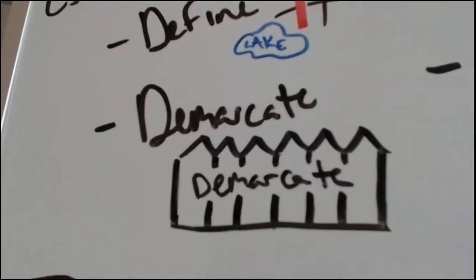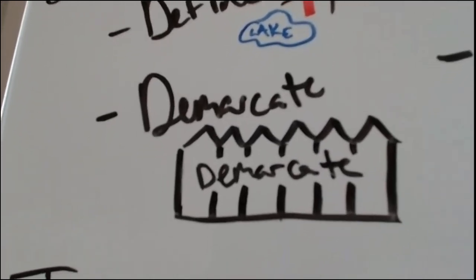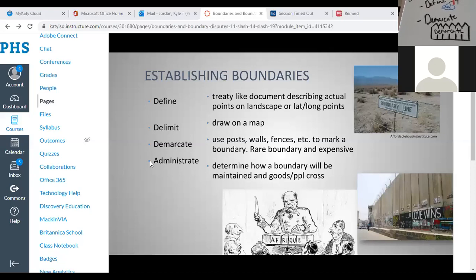Demarcate is just the fence, okay? And then right there you've got administrate. You determine how a boundary will be maintained and how goods and people cross, all right? That's gonna be administrative, okay? So that's the border right there.